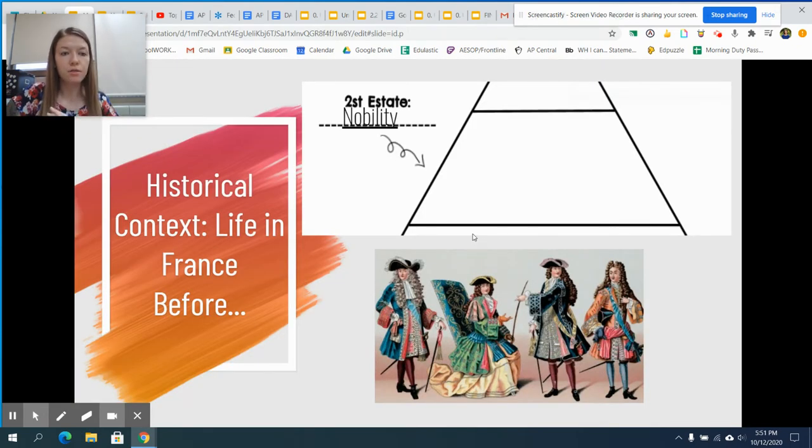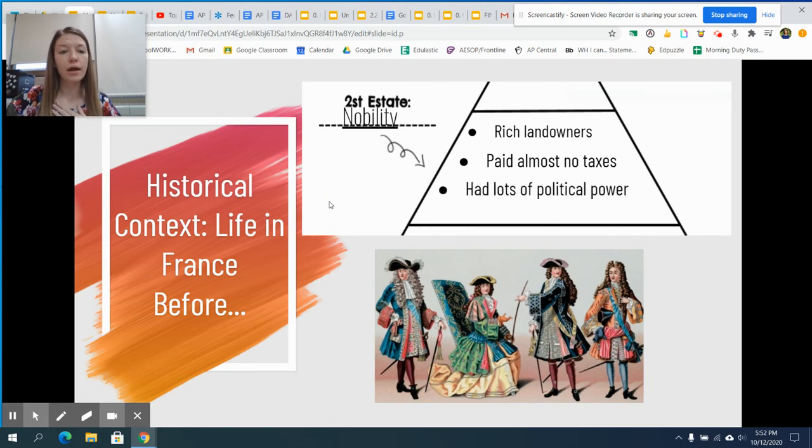Right under the first estate is the second estate, and these are the nobility or the nobles. The nobles, their careers are essentially landowners. They have enough money to own land and have people work for them. So they are very rich. They have quite a deal of money. They pay almost no taxes. They pay some, but they definitely don't pay much. They do keep a large portion of their money to themselves. And as a result of that, they too have quite a bit of political power when it comes to making decisions in France.